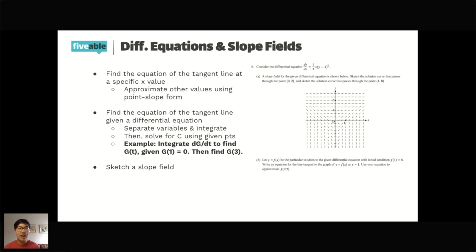You'll also have to find the equation of the tangent line given a differential equation. So that's separating variables, solving for c, and then finding some certain value. As I've shown through that example, maybe they say integrate dg over dt to find g of t, and then given g of 1 equals 0, find g of 3. So all you would do is separate your variables. You would have that plus c at the end. You would plug in 1 and 0, find what that c value is, and then ultimately write it in point slope form and plug in 3.